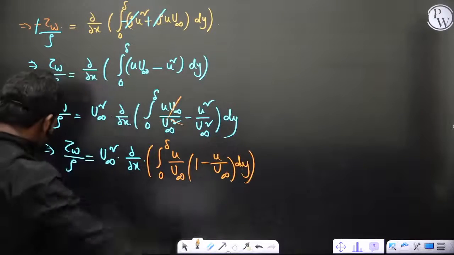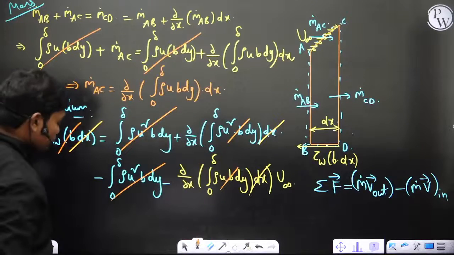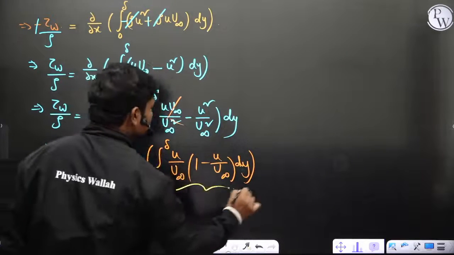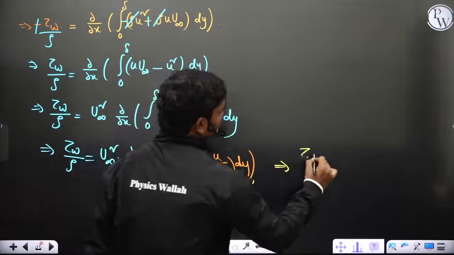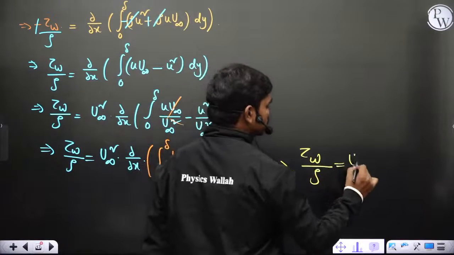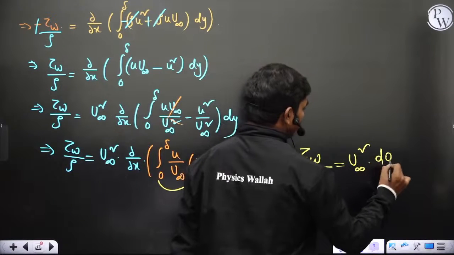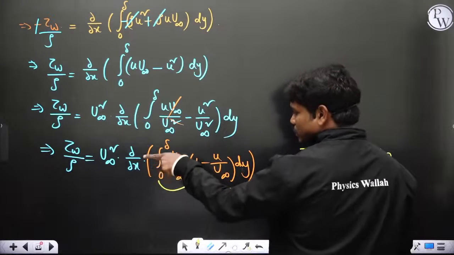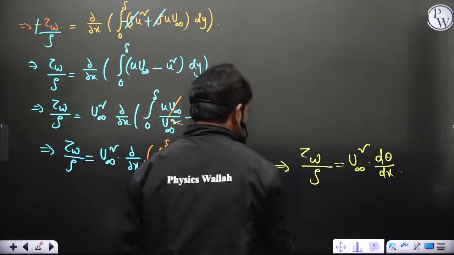This is simply maths, but the actual fluid mechanics is here. This is your theta, so tau w by rho is equal to u infinity square d theta by dx. I'm writing x because delta depends only on x, so this partial can be converted to exact. This is for a flat plate.